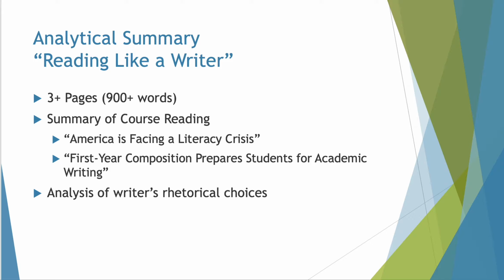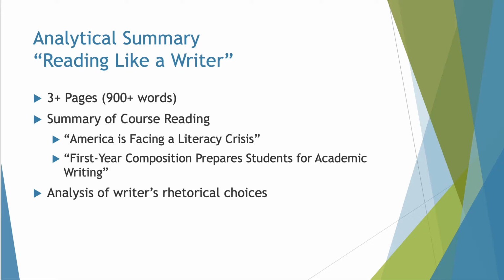The analytical summary is 3 pages long. Those are 3 double-spaced pages, or about 900 words. And it should be a summary of one of our 2 course readings. In this case, either America is Facing a Literacy Crisis or First Year Composition Prepares Students for Academic Writing. We're doing a lot of work with those essays in class, so you should have plenty to build on.